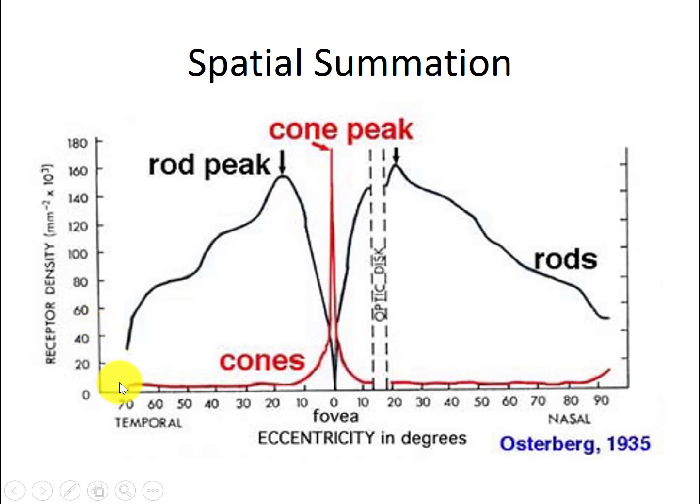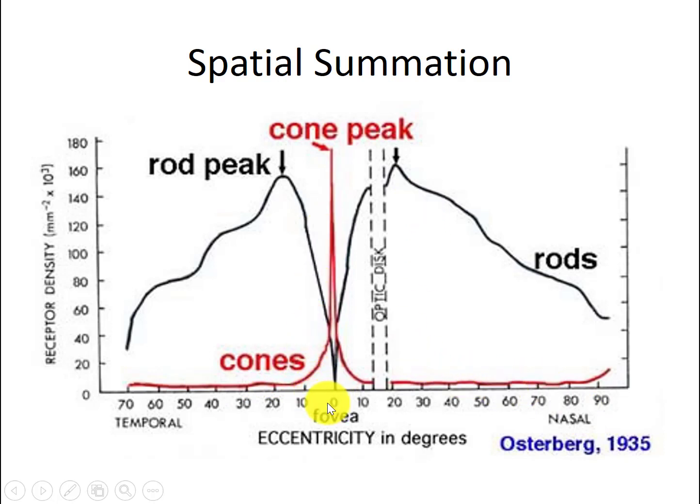eye. So this is saying the density of different photoreceptor cells. Recall, cones and rods are photoreceptor cells. And you can see right here in the middle, the fovea, the cones peak. Look how many there are, tons of cones. Now there are a few cones in the periphery, but not many.